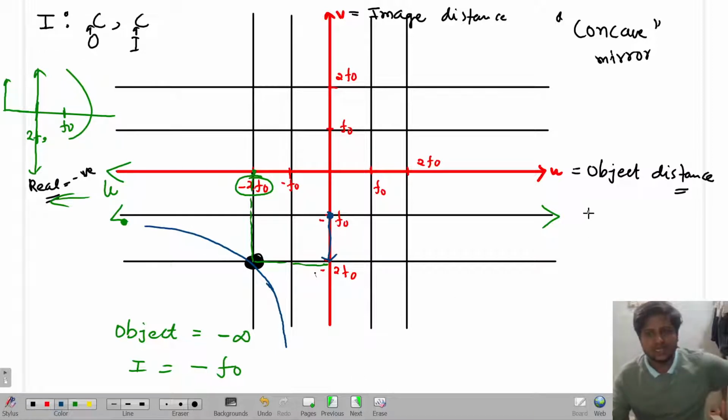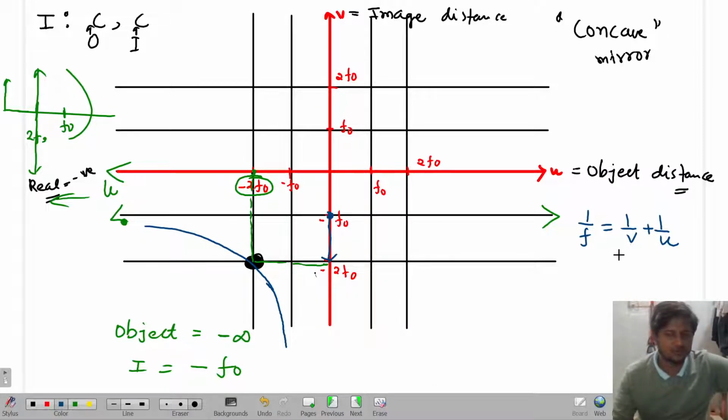Because we know that 1 by f is equal to 1 by v plus 1 by u, which means the image distance and object distance are related inversely. So that is why we have to take this into consideration. Got it or not? Yes or no, Gagan? Understood, sir.